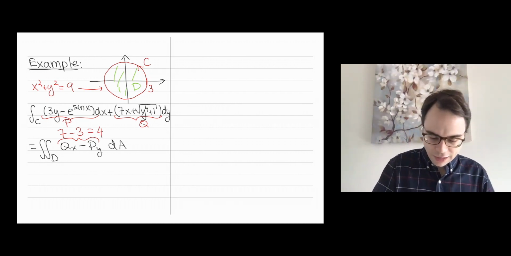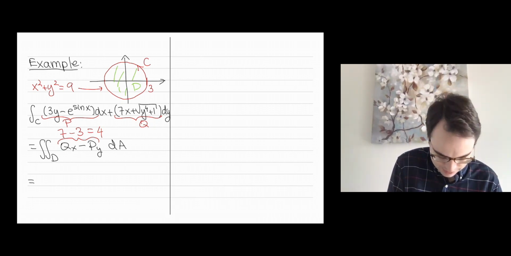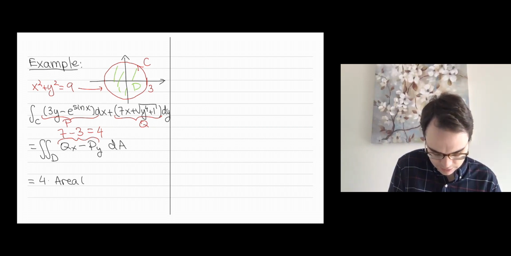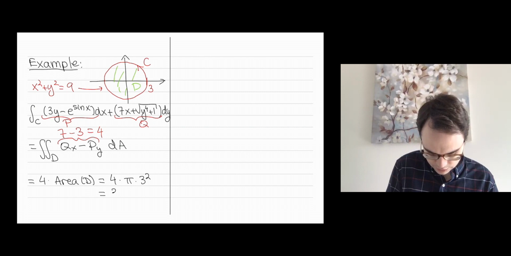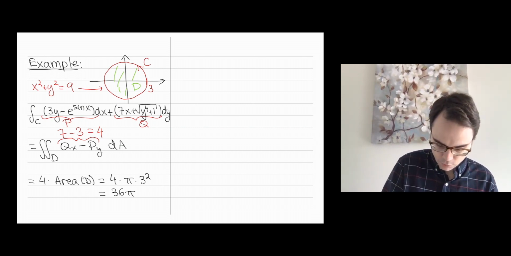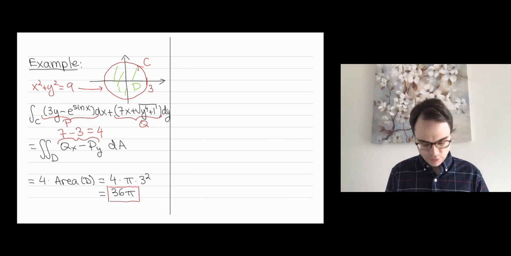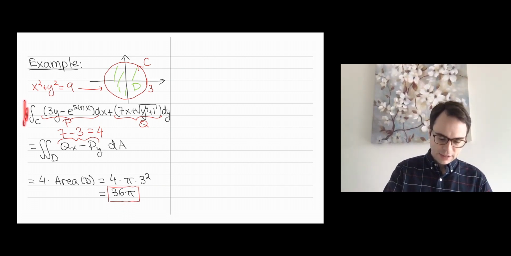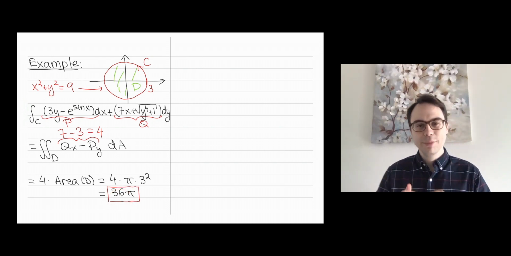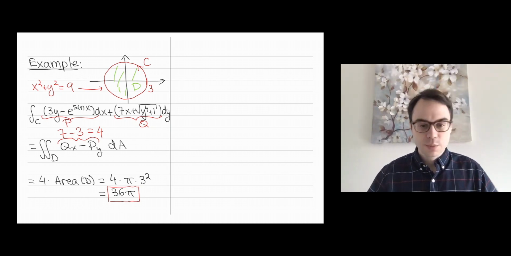And now I ask you, what's the integral of 4 times dA over a disk? It's just 4 times the area of the disk, which we know is pi times the radius squared. So as a result, we get 36 pi. So we know the line integral without having to parameterize anything. This complicated looking line integral is just 36 times pi. I did it by pure algebra. I didn't have to really differentiate or integrate anything, which is pretty amazing.